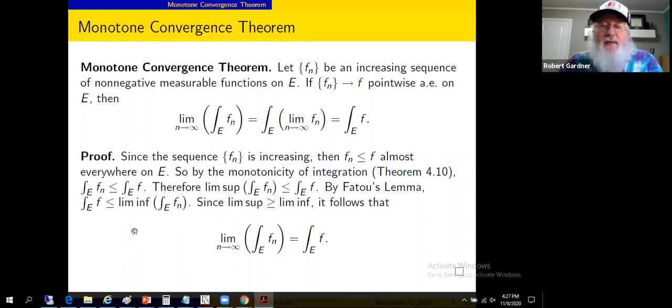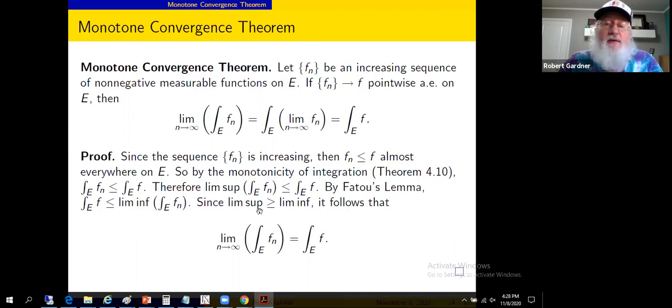So what we've got then is lim sup of the integral of the f sub n's is less than or equal to the integral over E of f, which in turn is less than or equal to the lim inf of the same thing, the integral over E of the f sub n's. As you know from your previous analysis experience, lim sups are always greater than or equal to lim infs. So take that string of inequalities. The lim sup is less than or equal to the number, is less than or equal to the lim inf.